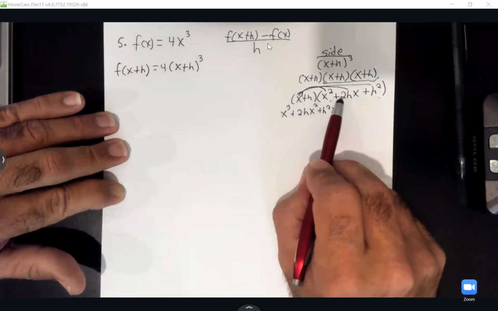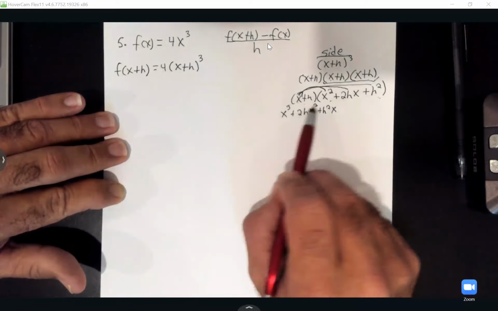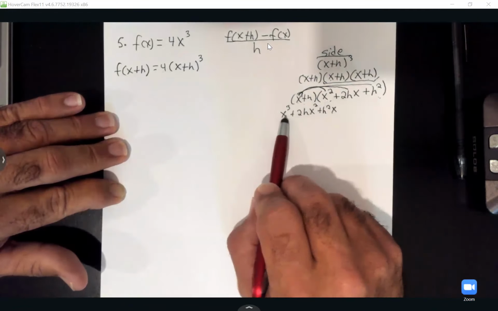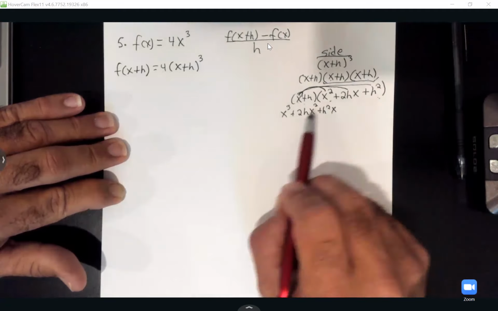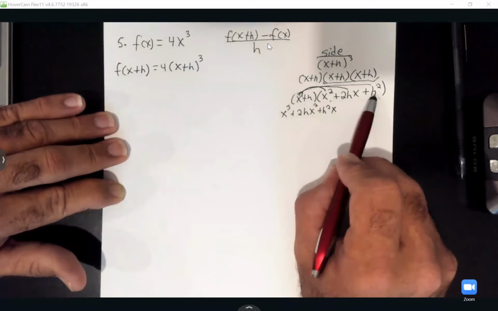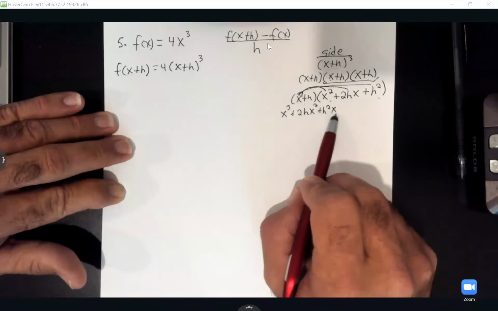So I added an x to everybody when I distributed an x. That went from 2 x's to 3. This had a 2h, 1x. It went to 2 x's. This had an h squared. It became an h squared x.